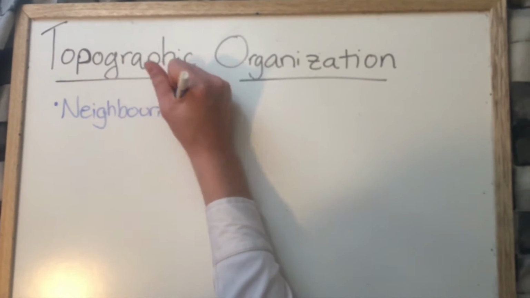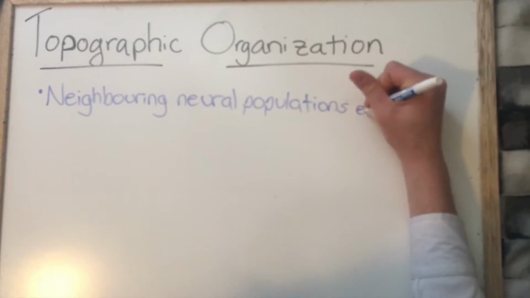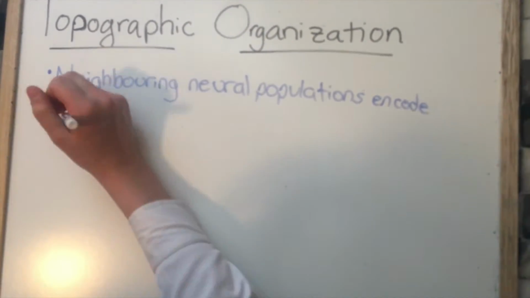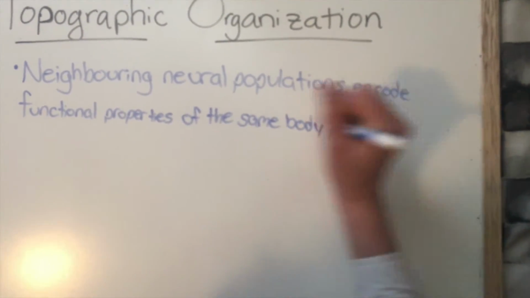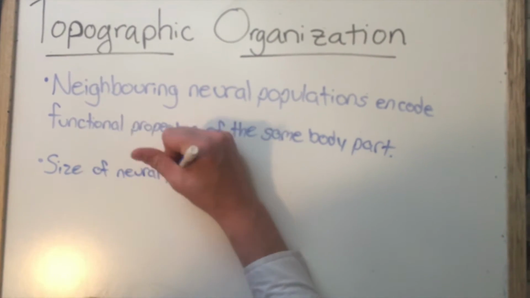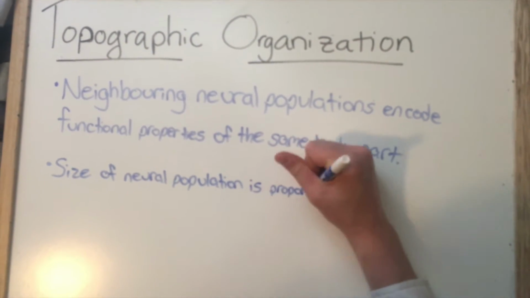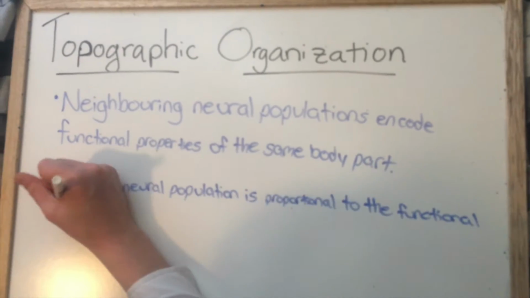The broad concept of this paper is surrounding topographic representation in the human brain. According to this organizational principle, groups of neighboring neurons encode functional properties of the same specific body part. The size of the cluster devoted to said body part is proportional to its functional importance.